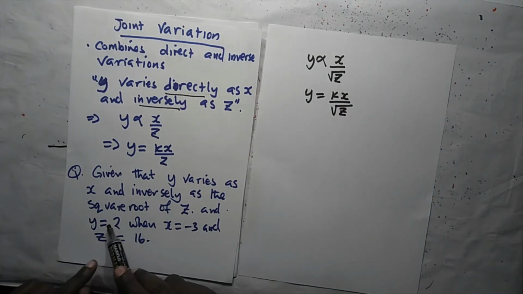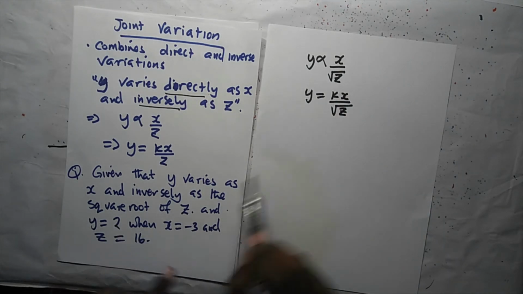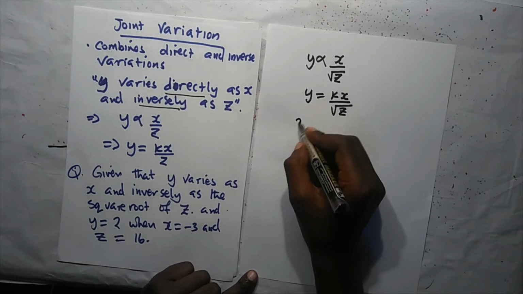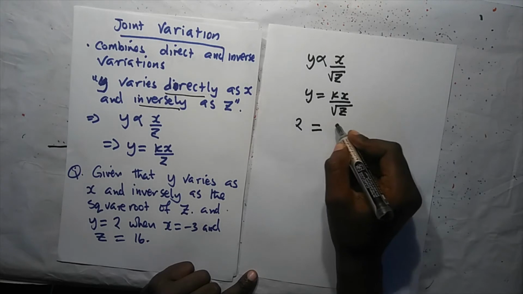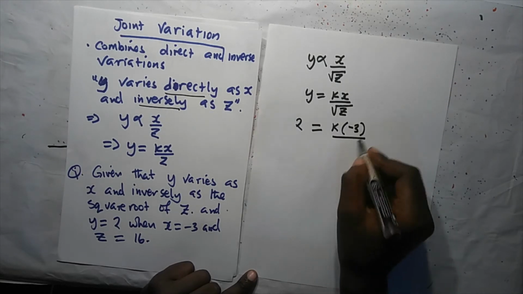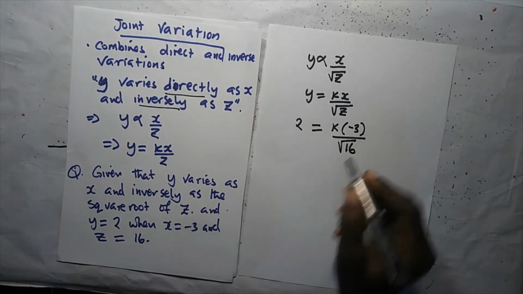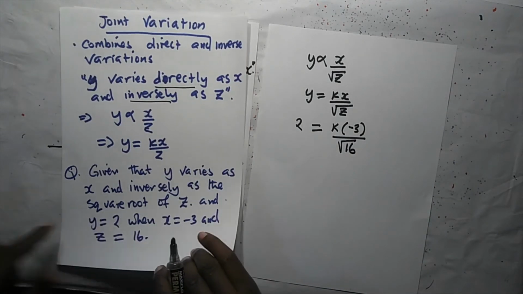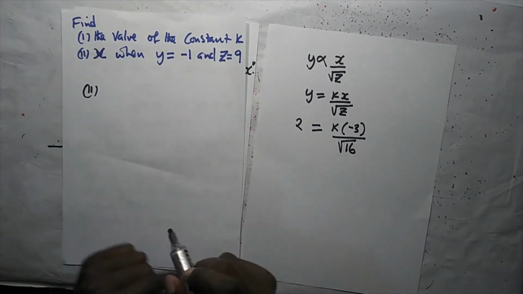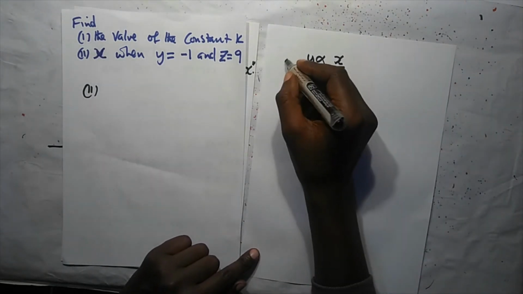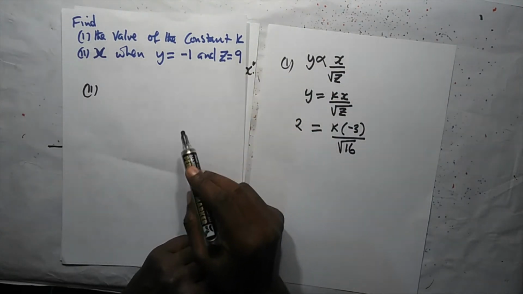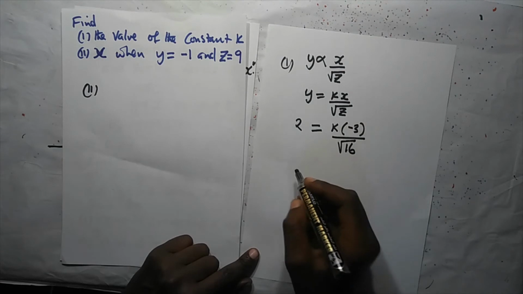We have these numbers that are given here, and we are going to replace them in that equation. So y is 2, then we have k, our x is -3, and we have the square root of 16. Okay, so we are done now with this statement. We can now answer the questions. Question 1 says find the value of the constant k.